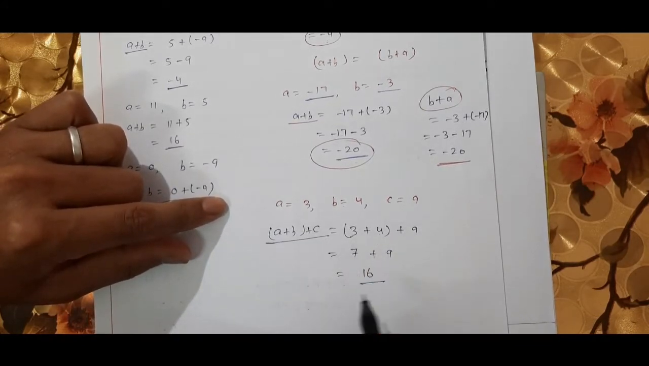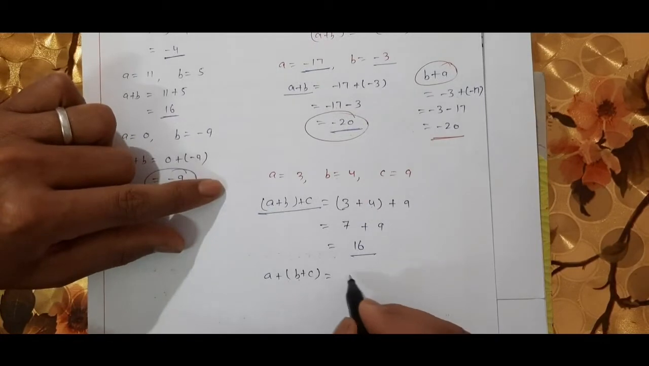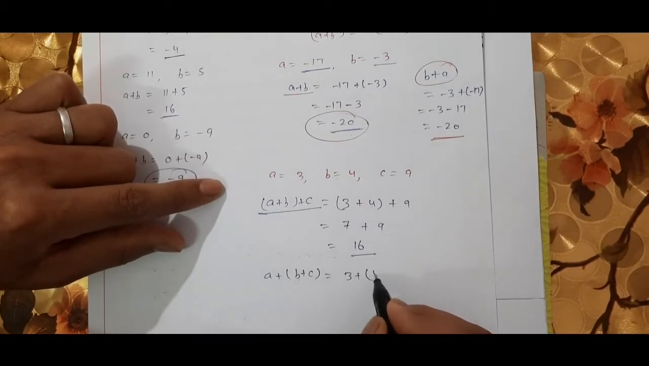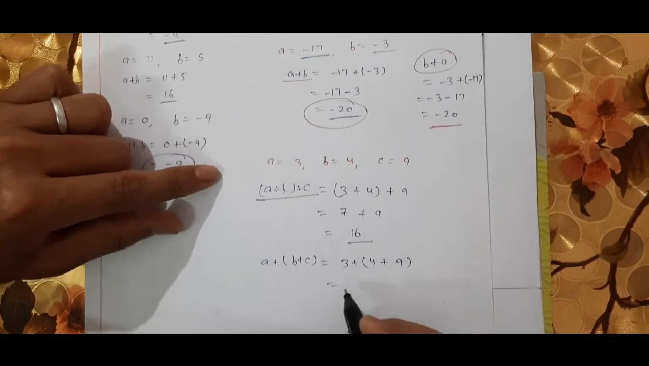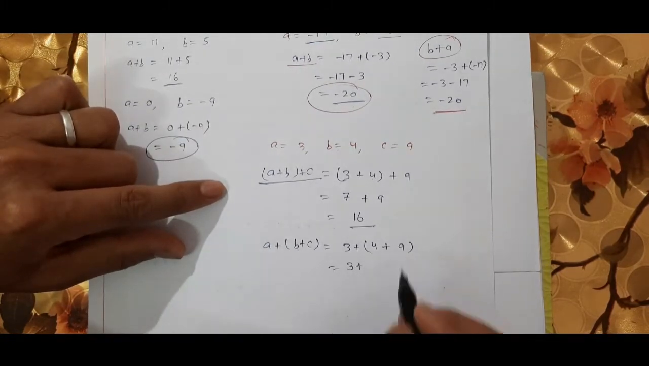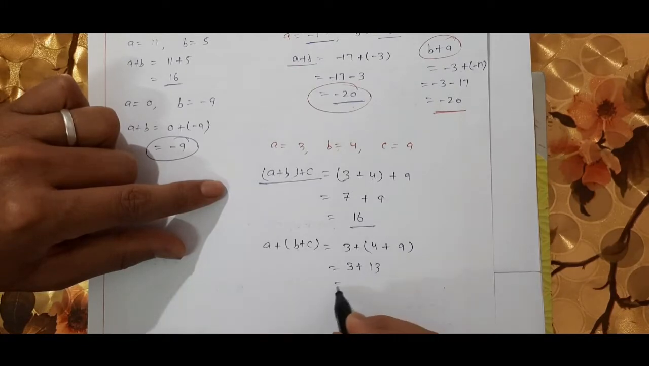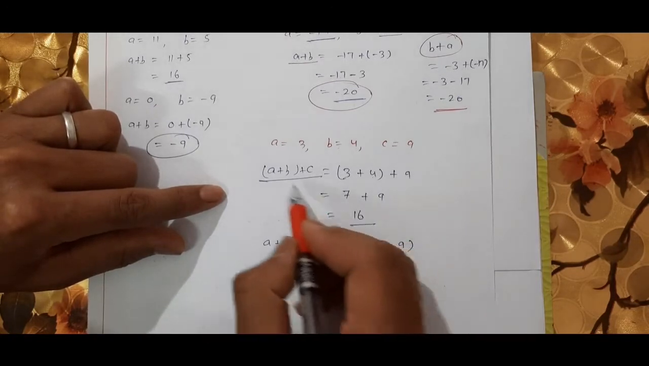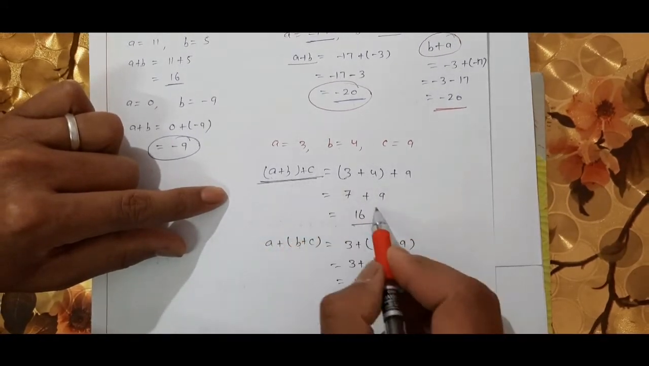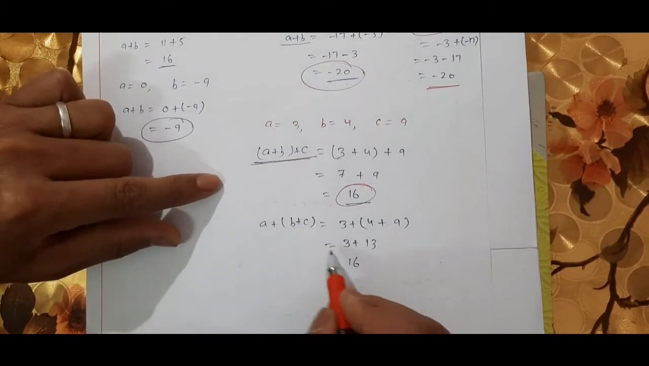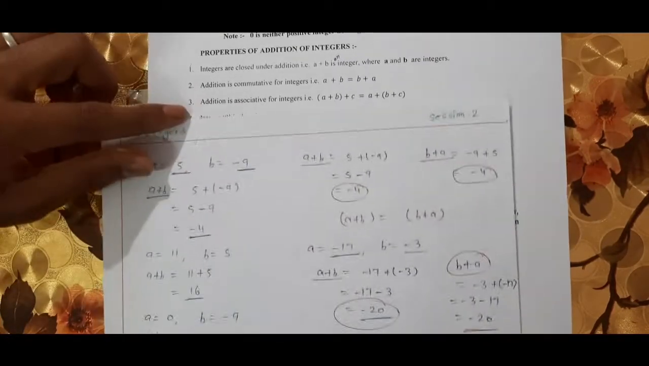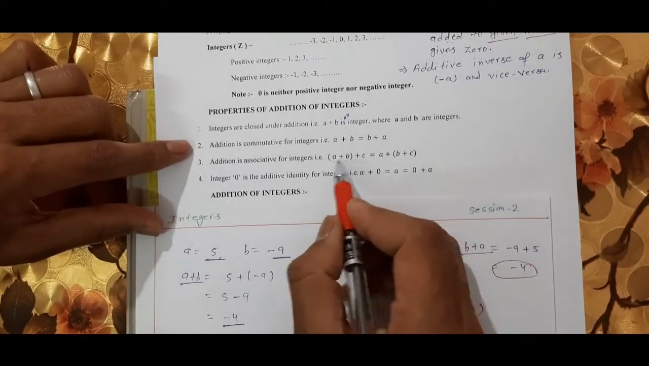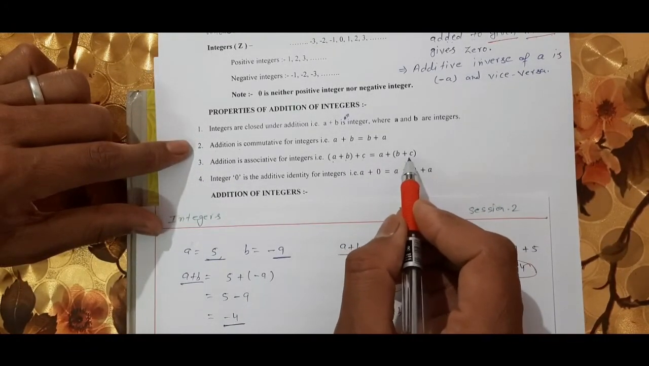Left side is 16. Here the right side is a plus (b plus c) equal to a is 3 plus (b is 4 plus 9). Now 4 plus 9 is 13. Here 3 plus 13 is 16. So we can see the left side (a plus b) plus c is 16 and a plus (b plus c) is 16. Both sides are the same. (a plus b) plus c equal to a plus (b plus c).